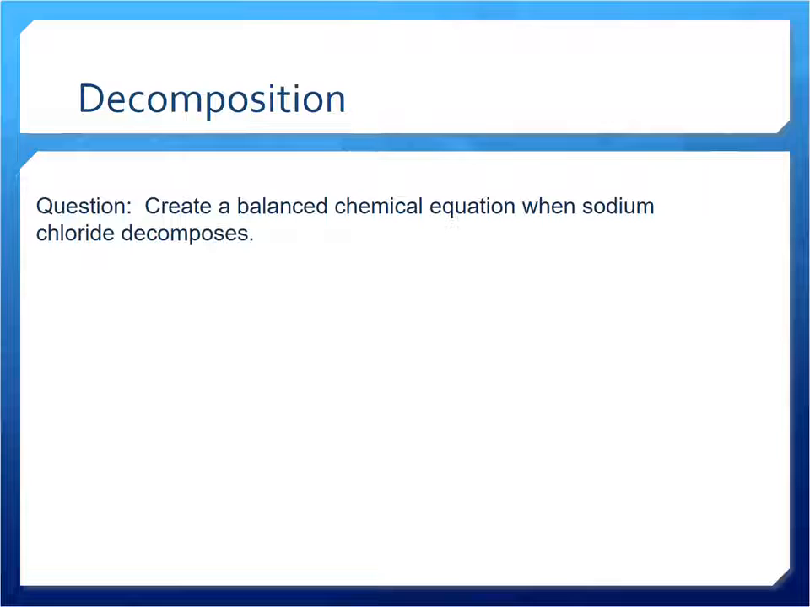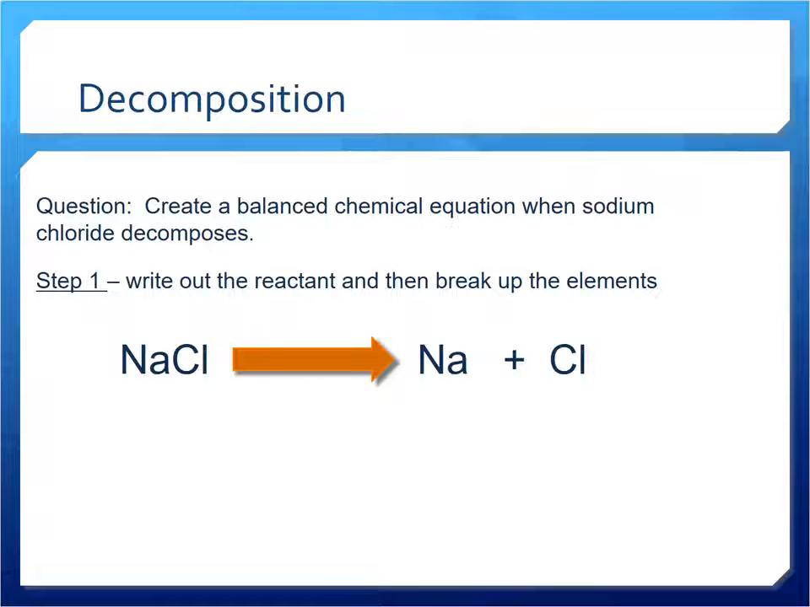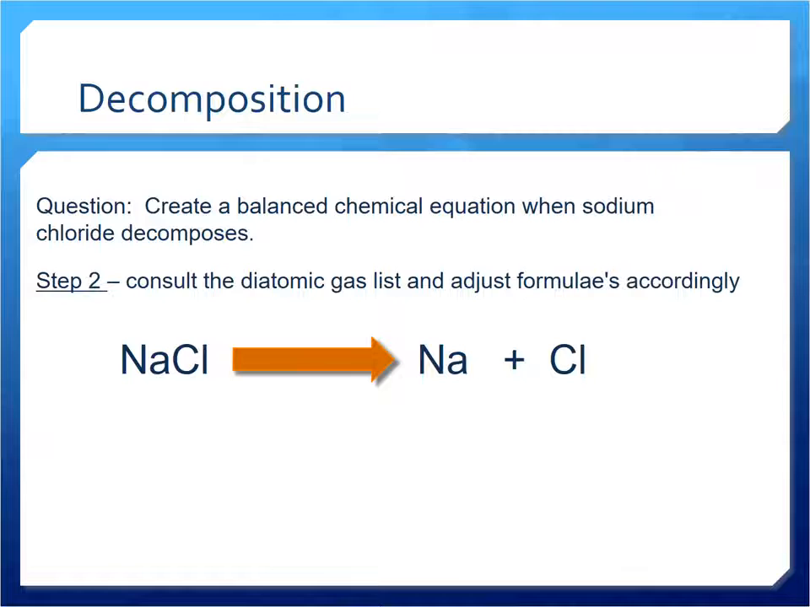Let's do an equation when sodium chloride decomposes. So the first thing we're going to do is write out our reactant, NaCl, and we're going to break it up into its two elements, Na plus Cl. Step 2, we'll consult with the diatomic gas list. Is sodium on it? No. Is chlorine on it? Yes. So we'll make that Cl2.